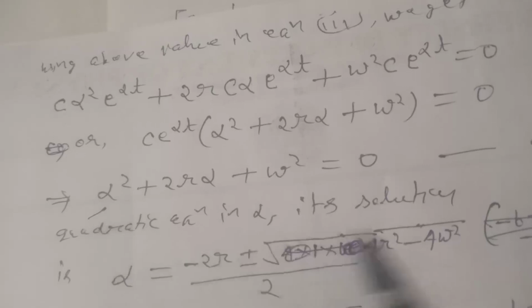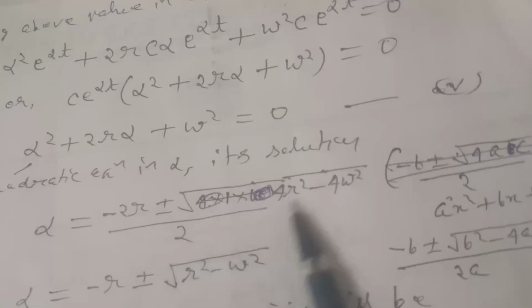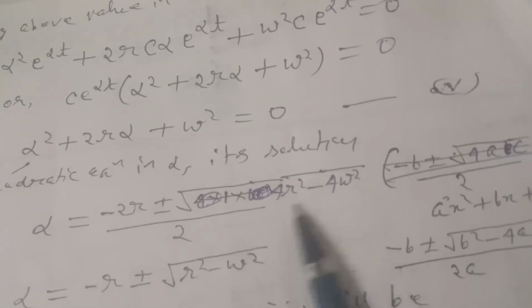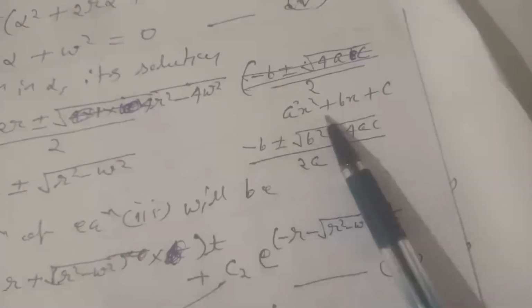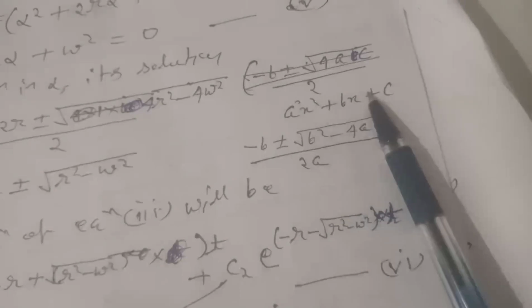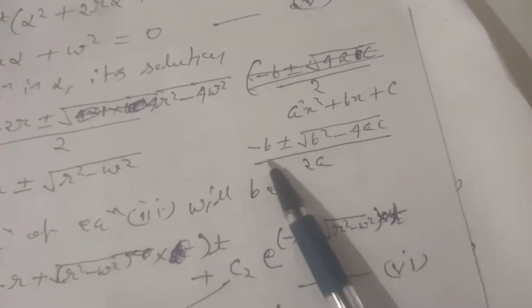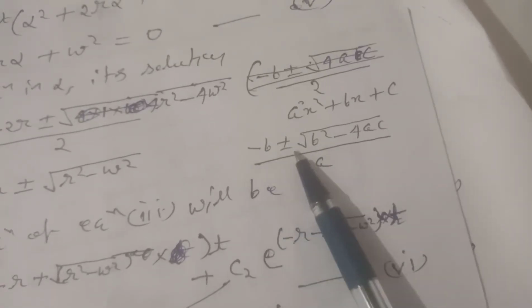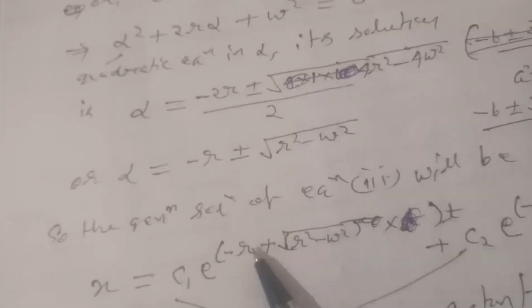so we can get its solution by directly using the formula, that is alpha equals minus 2r plus minus under root 4r square minus 4 omega square, by 2. This is also a quadratic equation: if we equate it to 0, x square plus bx plus c equal to 0, this represents a quadratic equation in x whose solution, that is the value of x, comes out to be this. There are two values of x, one we take with plus and the other with negative. So we have alpha equal to minus r plus minus under root r square minus omega square.